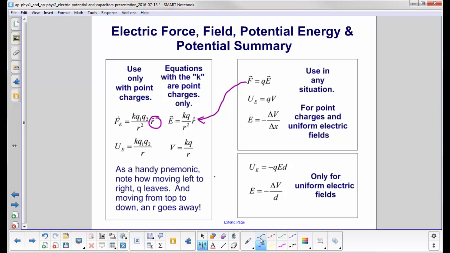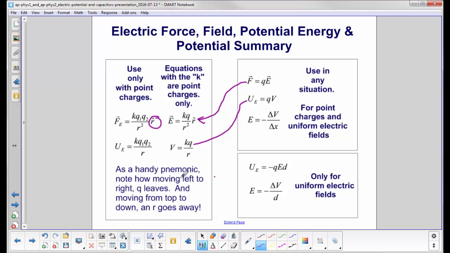Then, using calculus, which we'll show you in APC, we derived potential energy from work. And we found out that that's K Q1 Q2 over R. Notice how we went from R squared to R. Using a similar technique, we divided out by Q again, and we came up with electric potential or voltage, which is a scalar field, again a property of space.